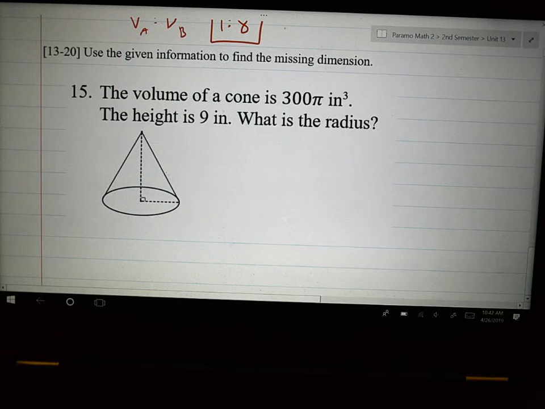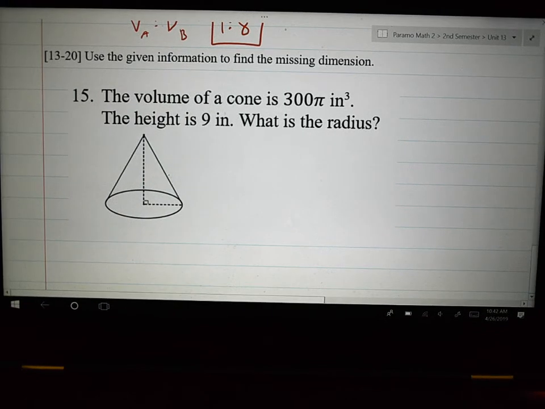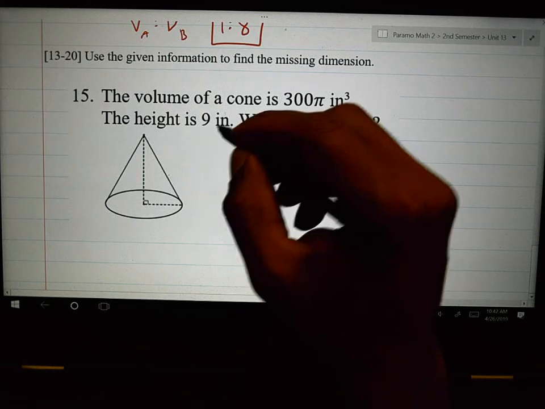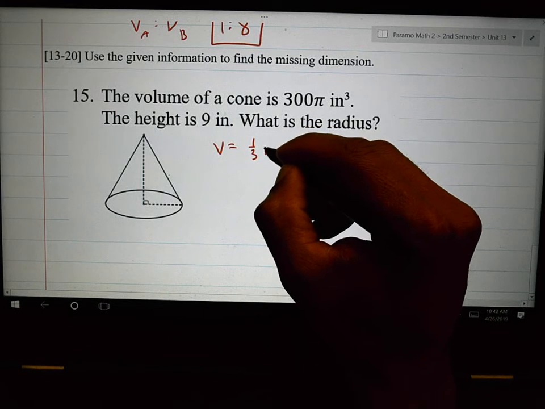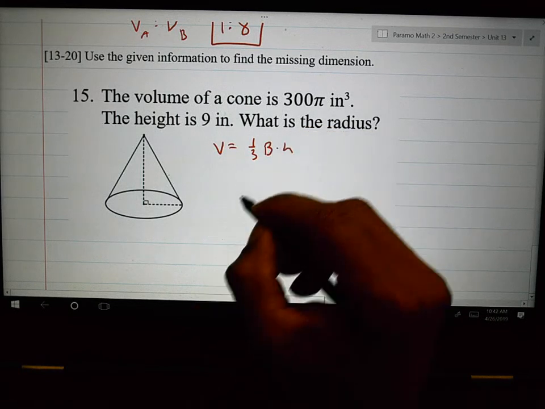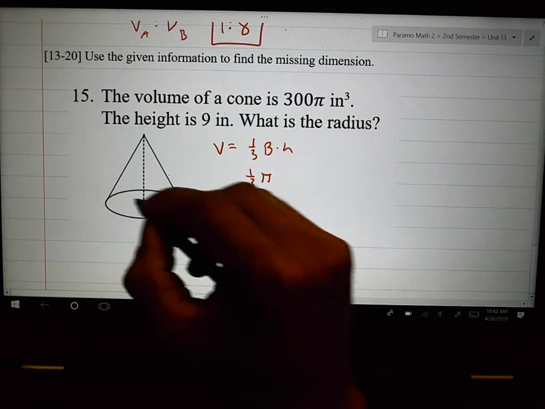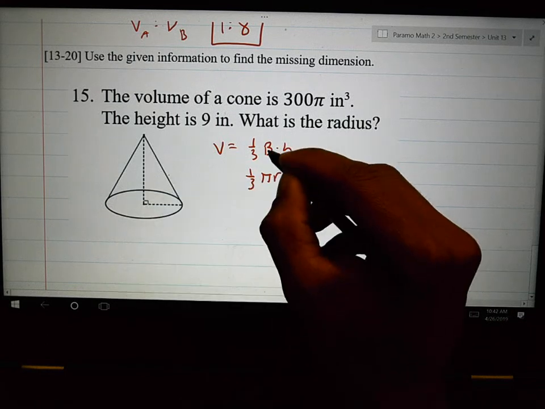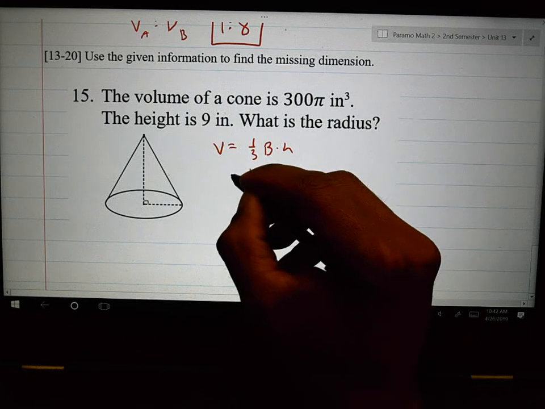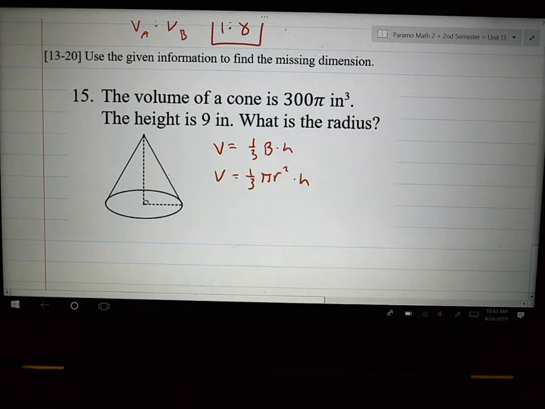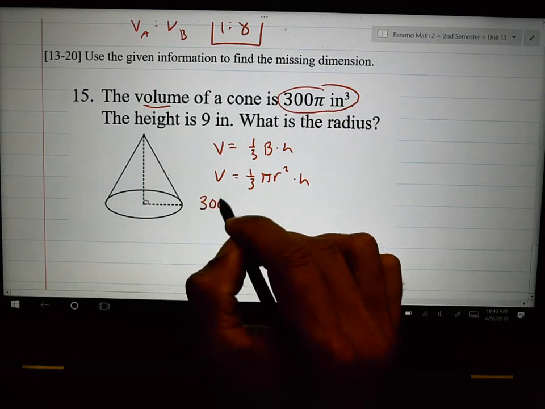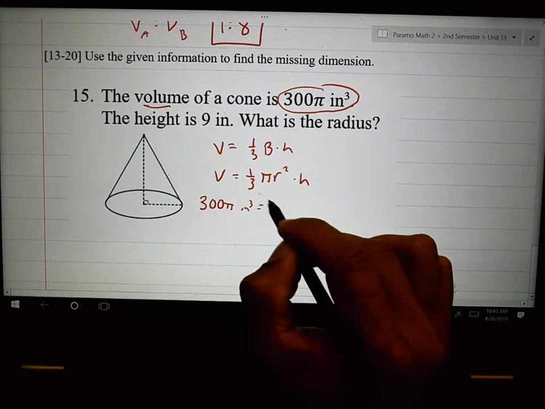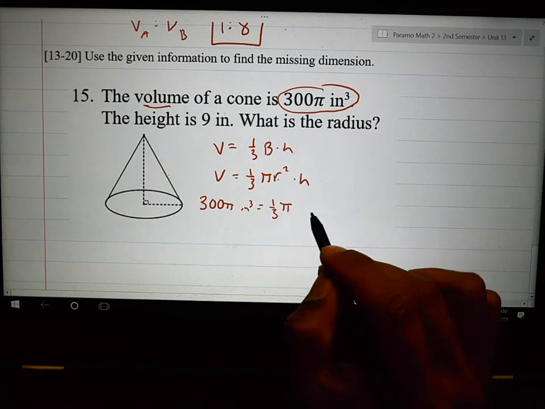Last question. Number 15. Volume of cone is 300 pi inches cubed. Height's 9. What's the radius? So the first thing I do is write 1/3 big B times h. In this particular shape, since the bottom is a circle, I'm going to replace big B with pi r squared times h. And now I'm going to start replacing it with values. Volume is 300 pi inches cubed. 1/3 pi.